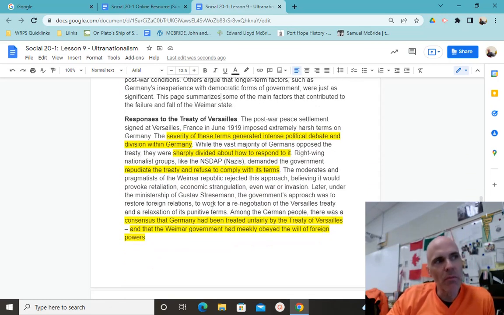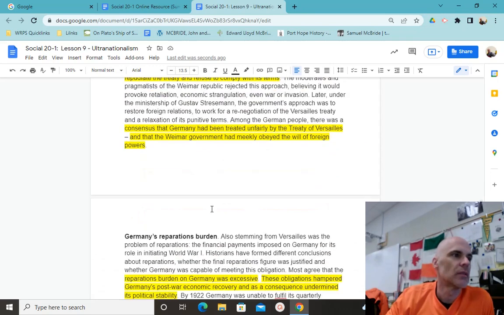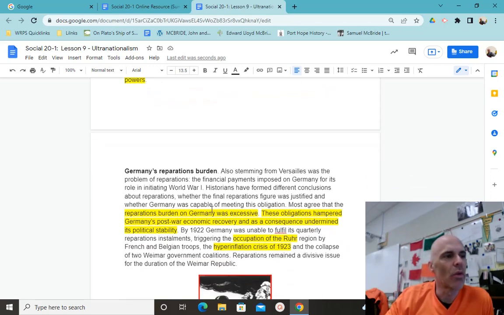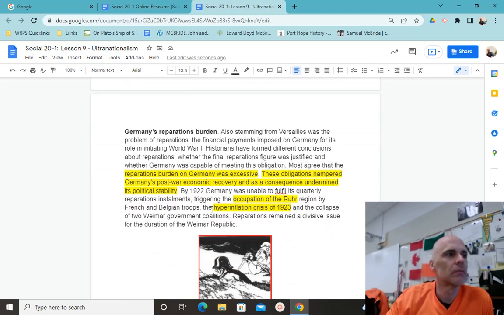The severity of the terms of the Treaty of Versailles will divide the German people, and ultimately the Nazis' rise will be due to their strong refusal to comply to those terms. So the consensus is that if Germany had been treated fairly, then the Weimar Republic may have had more support. Reparations burden on Germany was excessive. These obligations hampered Germany's post-war economic recovery, and as a consequence undermined its political stability.